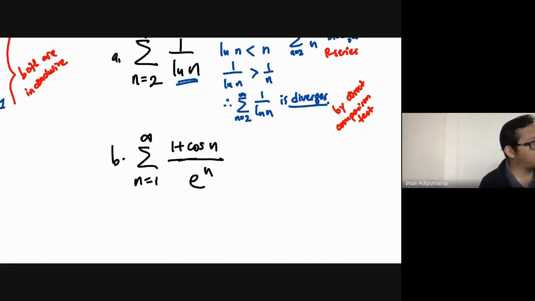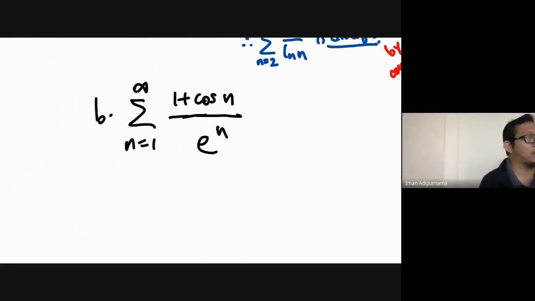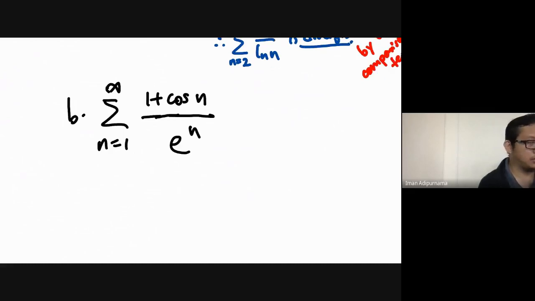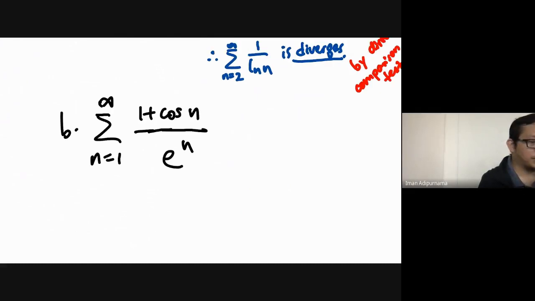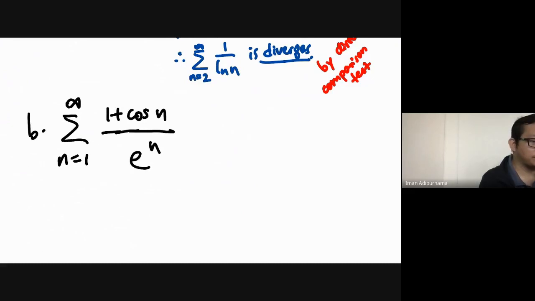And what about number B? The same method you can apply. You can apply the comparison test for number B. But the question is what you need to compare with. Okay? So every time you need to check the comparison test, see that this equation is e to the n, right?